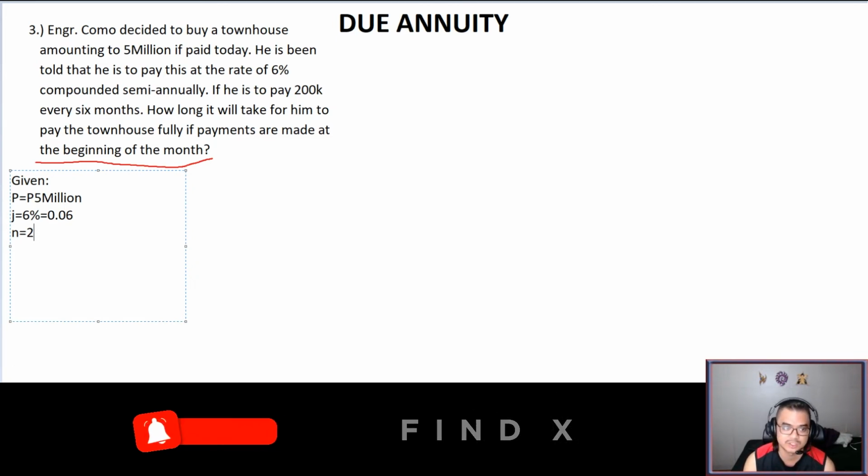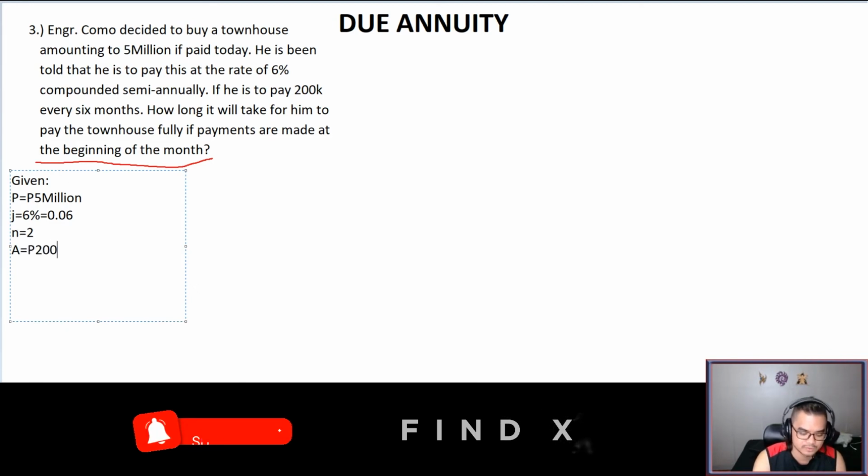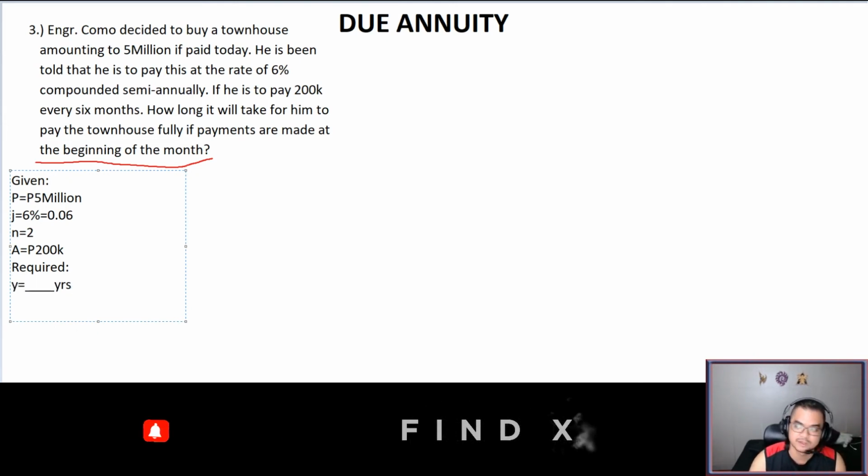So you don't have to change anything. So N is equal to 2 as it is. Okay, and then he's paying every 6 months, so that will be your annuity, the 200 thousand, 200K. So how long will it take for him to pay the townhouse fully if payments are made at the beginning of the month? Therefore, we are now required to find how long. We are asked to find the number of years. Okay, so this must be years.